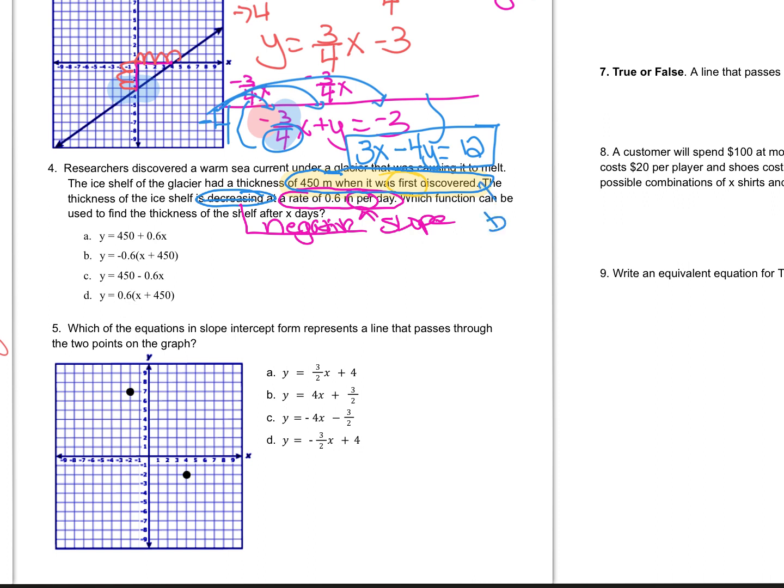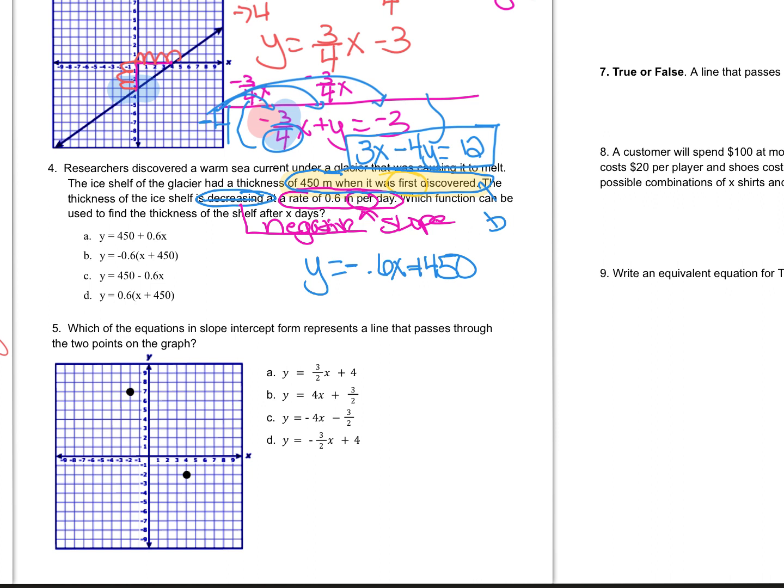That is our b. Well, I can easily write this in slope-intercept form because I have an m and I have a b. So I have y equals, and my slope, I have 0.6 per day, but it also tells me it's decreasing. So I need that negative. And then the thickness of 450, that's my b. So here it is in slope-intercept form.